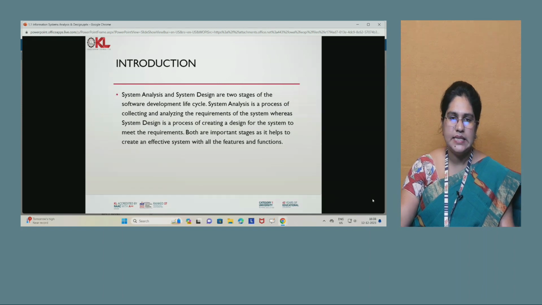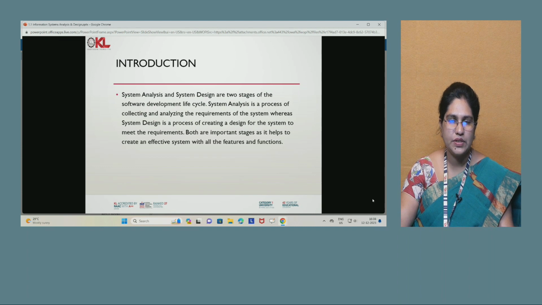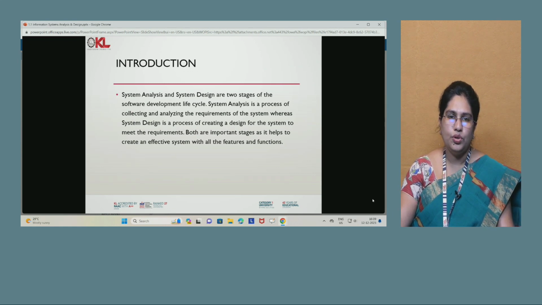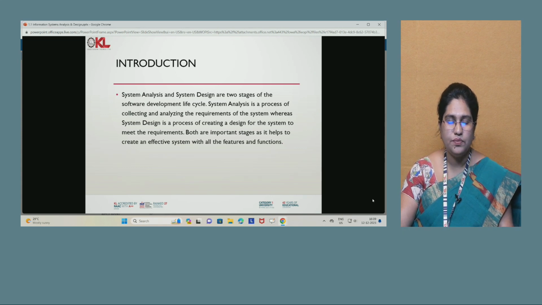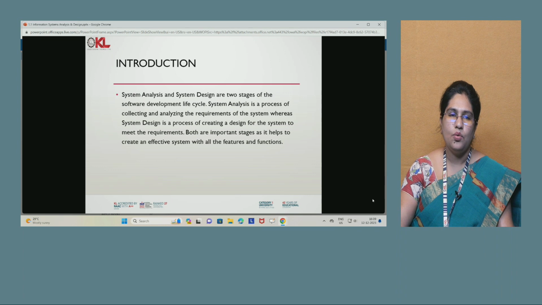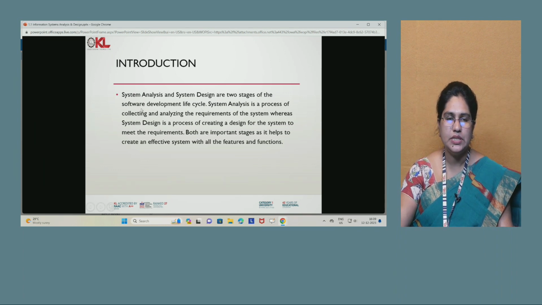system design. System analysis is a process of collecting and analyzing the requirements of the system, whereas system design is a process of creating the design for the system to meet the requirements. Both are important stages, as they help to create an effective system with all the features and functions. It is the combination of both which is very important in the software development life cycle.